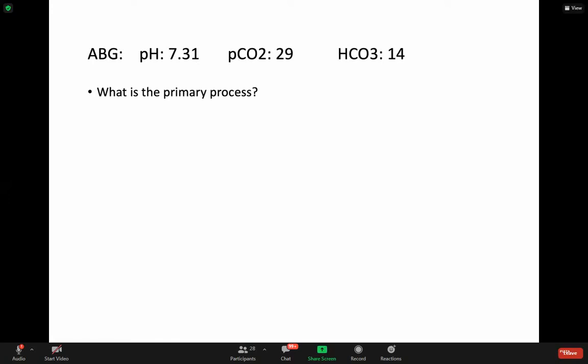Primary process is acidosis. يا سلام. طيب so which kind of acidosis? Metabolic or respiratory? Metabolic acidosis. So this is the primary process, metabolic acidosis, bicarb less than 24.